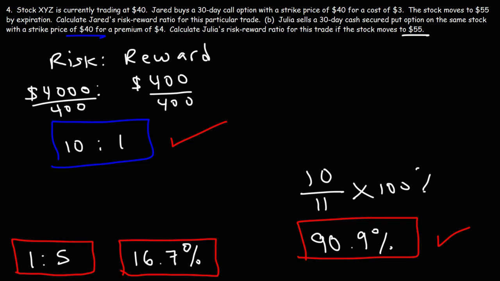So now you know how to calculate the risk-reward ratio, you know how to calculate the minimum win rate in order for a trading system to be profitable, and you also know how to calculate the expectancy of a trading system if you know the win rate and the risk-reward ratio.